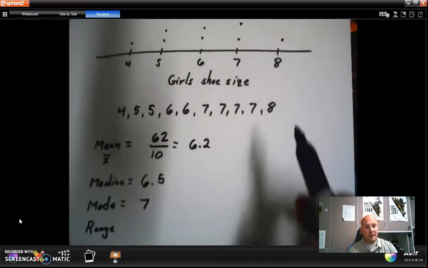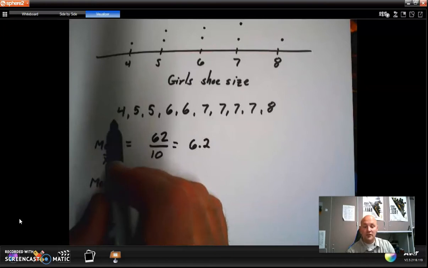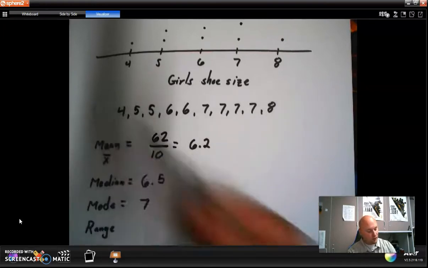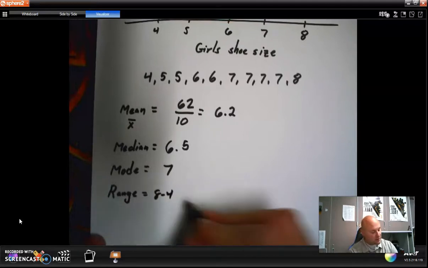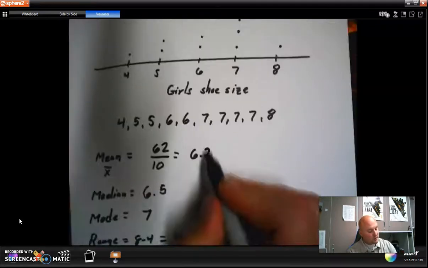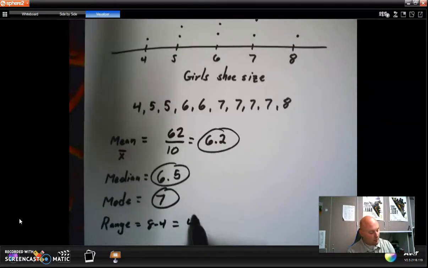For example, the biggest shoe size is 8, and the smallest shoe size is 4. So the range is 8 minus 4, the biggest minus the smallest, which is 4. So there's my mean, my median, my mode, and my range.